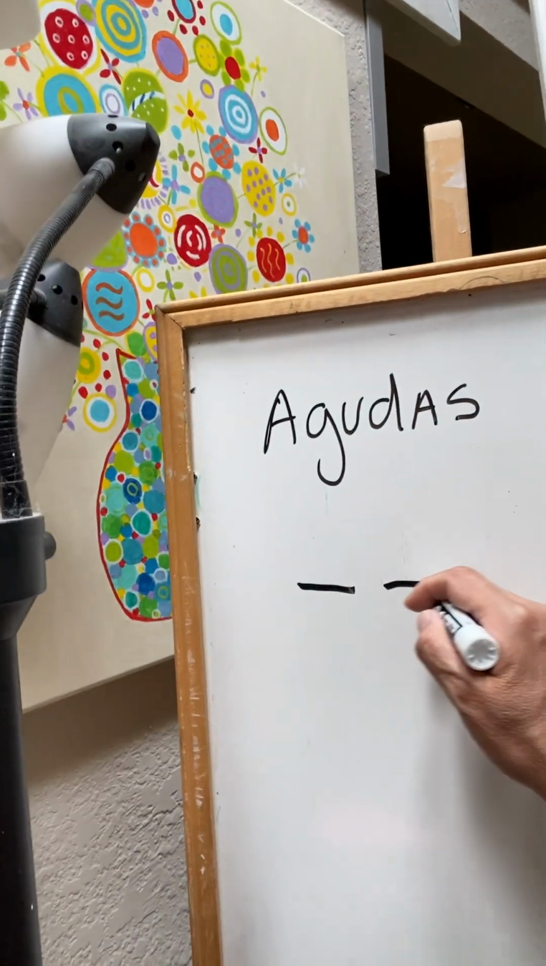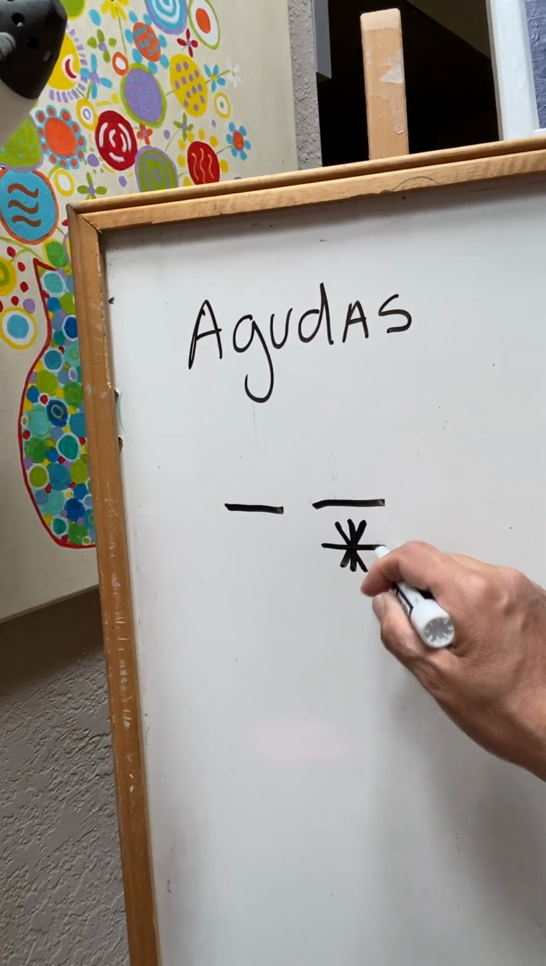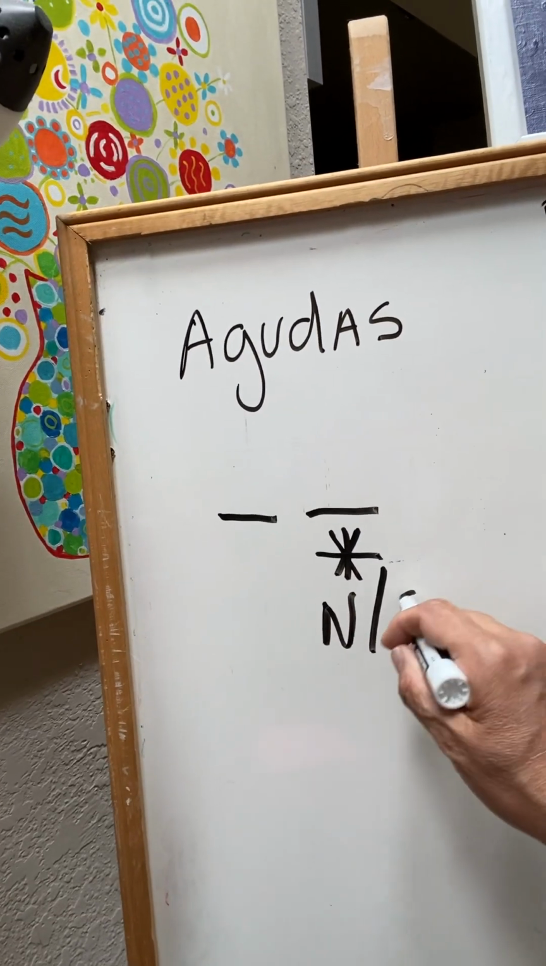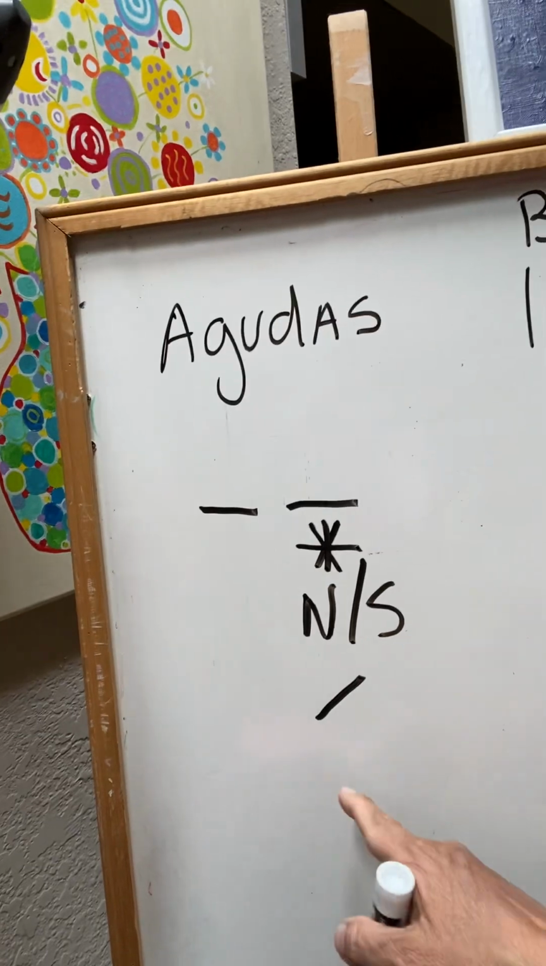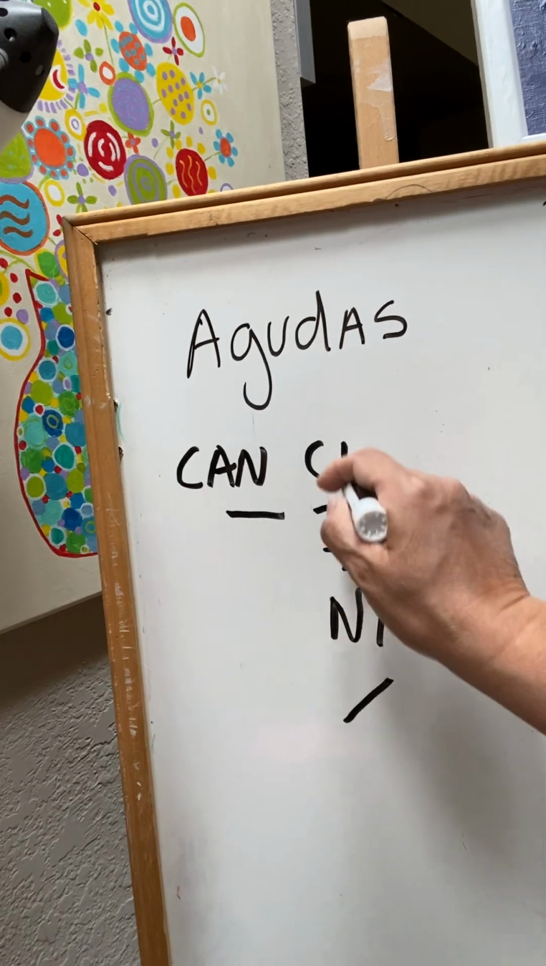Okay, so the first thing to know is that the agudas can have a minimum of 2 syllables. It can have 3 or 4. But the basic minimum is 2, okay? So we can have a minimum of 2 syllables, and the tonic accent goes in the last syllable, and it has to end in an N or an S for it to have a written accent. So we have words like canción. So let's look at that word, canción.